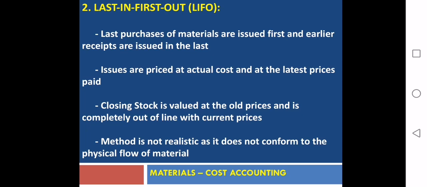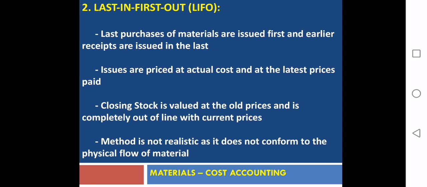Closing stock is valued at the old prices and is completely out of line with current prices. There is no match between the current price and the stock in the godown, because the stock in the godown is stock which was received earlier. That is a small drawback of this particular method called LIFO.